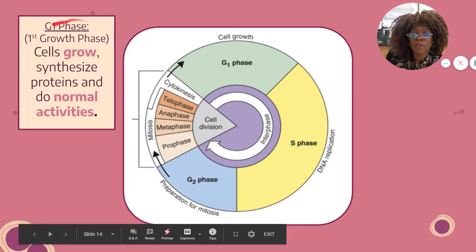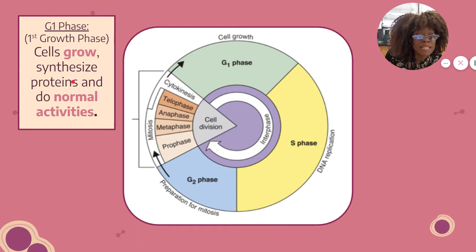So we have G1, the first growth phase. That is where cells grow. They're going to synthesize whatever proteins they need, and they're going to do normal activities. Remember that enzymes are a special type of protein. So DNA polymerase, DNA helicase, and this one you don't have to know, topoisomerase. These are all different enzymes, which are proteins that must be synthesized before the cell can do cellular division, because they have to use those proteins to do their job. Okay, so that's here, that cellular growth phase.